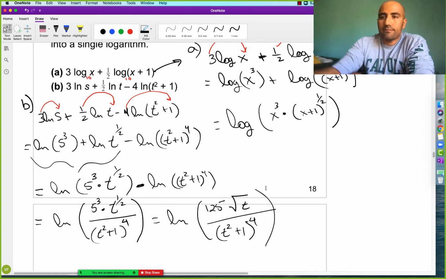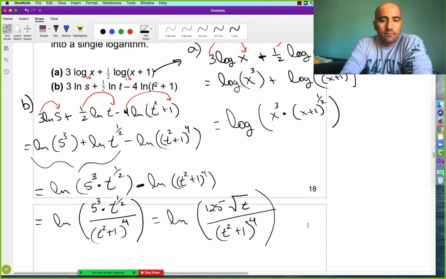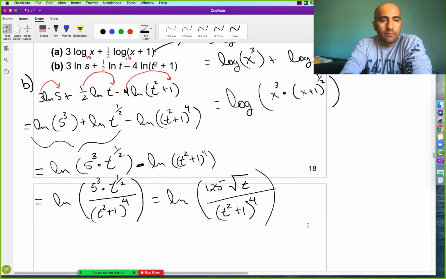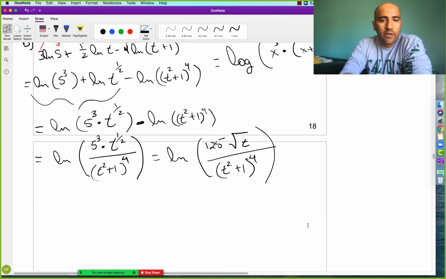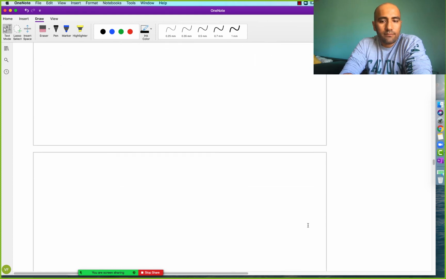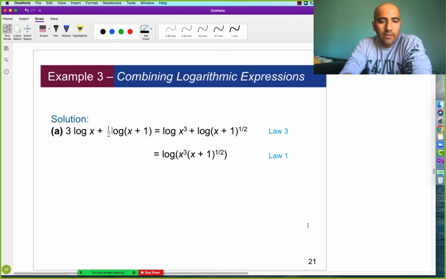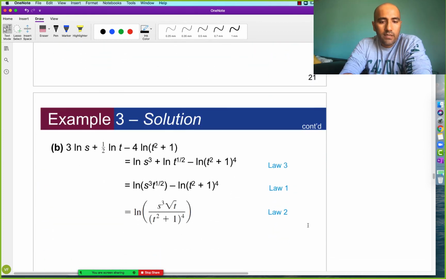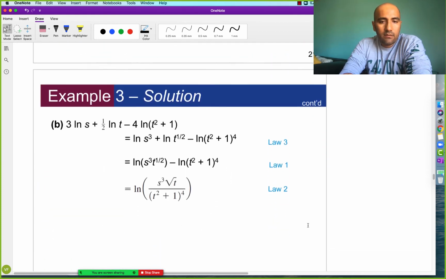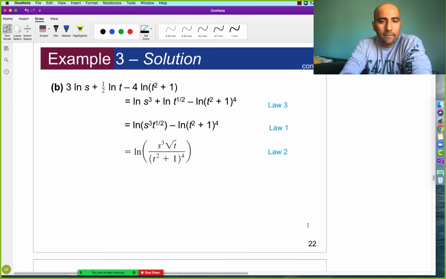Any questions? No? We're good? Expanding and contracting using our properties. Expanding and combining. Okay, so we did that one, we got that, and we got that. Right? So the author got the same thing.